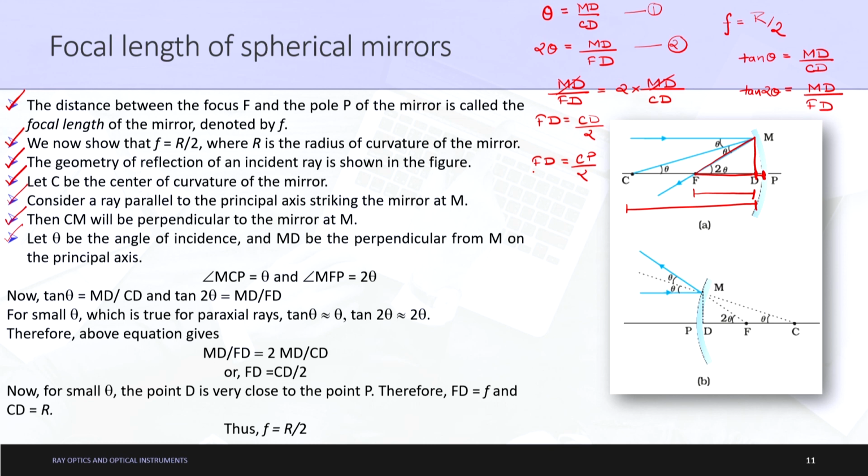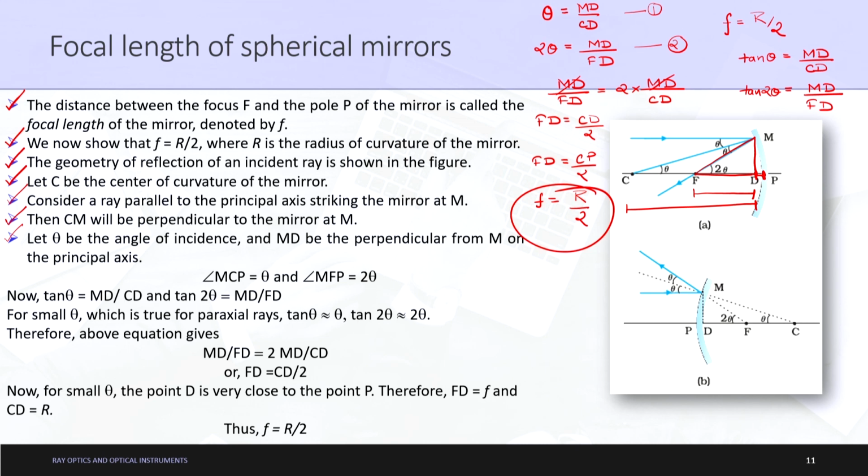Now, what is this FD distance? FD distance is nothing but the focal length. And what is the CP distance? CP distance is nothing but the radius. Therefore, we found that f is equal to capital R by 2. Hence, this is the derivation for the focal length, which is equal to half of the radius of curvature. Okay, not the center of curvature, but the distance between the center of curvature and the pole.